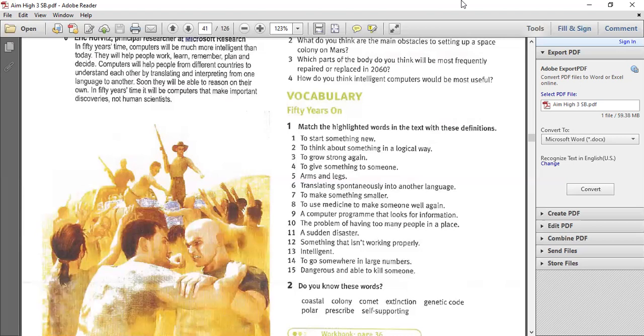Number 4, to give something to someone: provide. Super excellent. Number 5, arms and legs: limbs. Number 6, translating spontaneously into another language: interpreting. Number 7, to make something smaller: reduce. Super excellent.